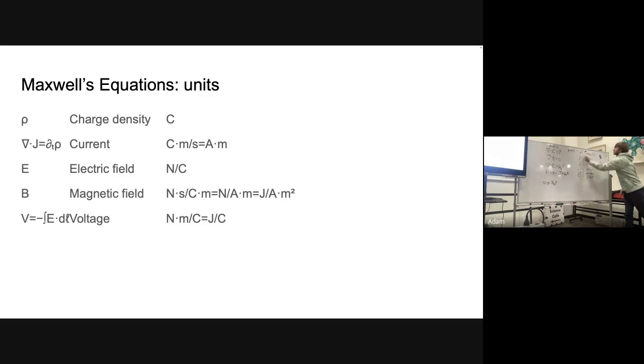So the electric field is how much force there is on charge. The magnetic field is how much energy is stored in a given area for amperage flowing through that. Those are the units of what we're actually talking about.